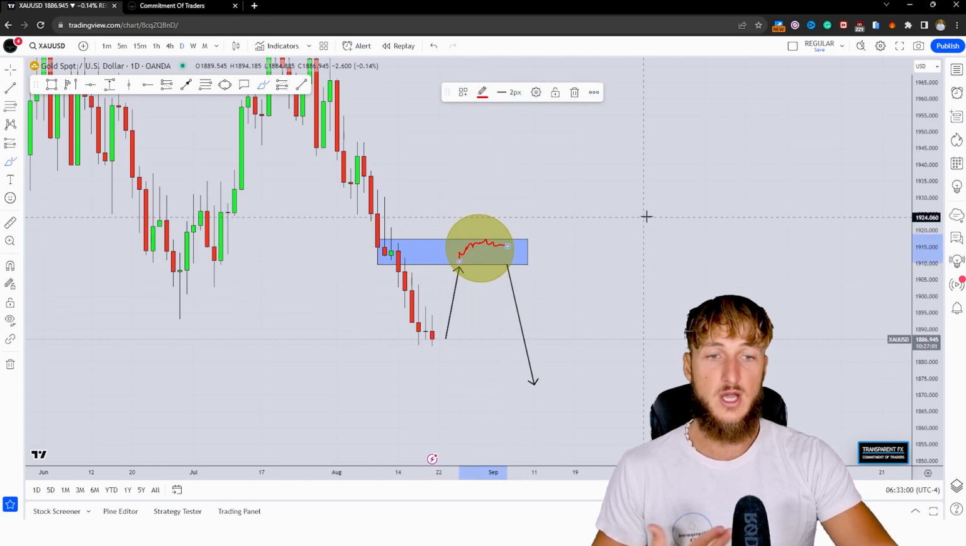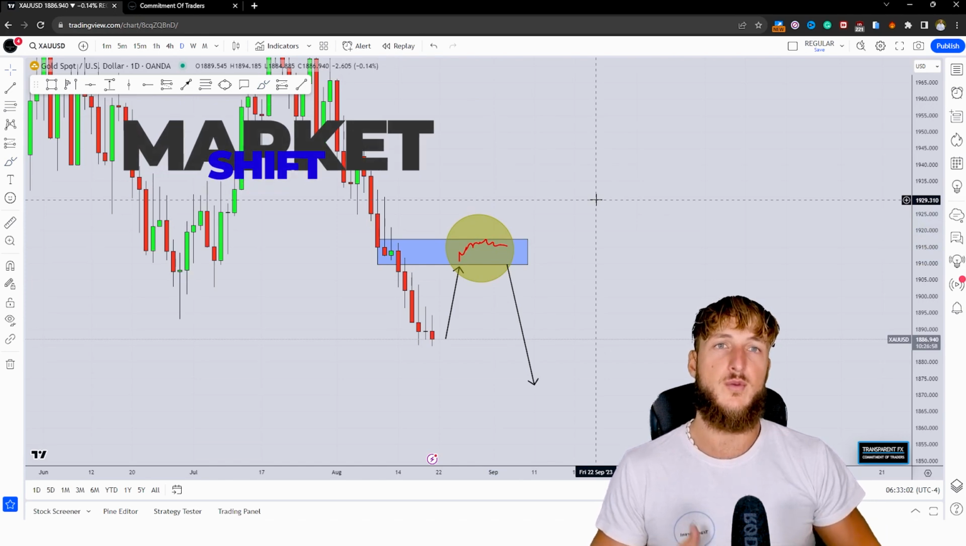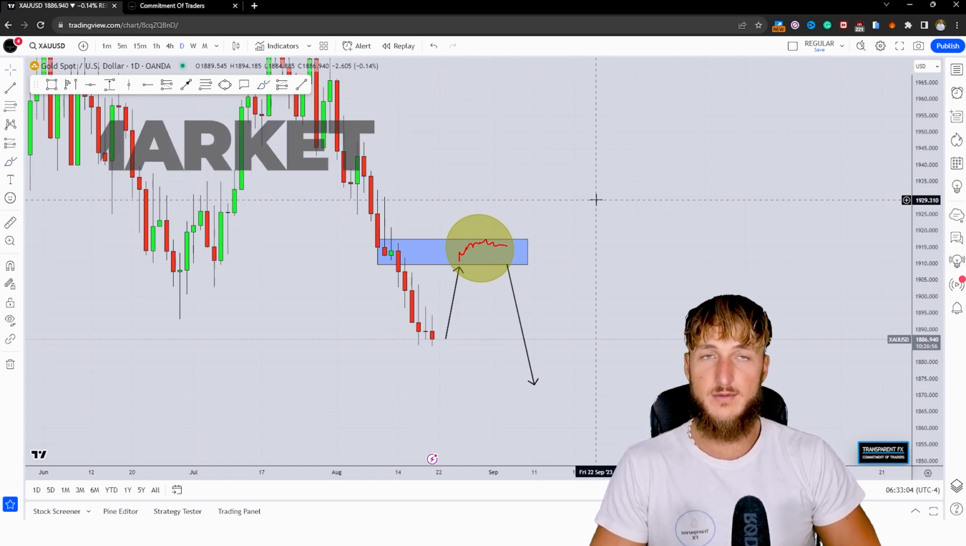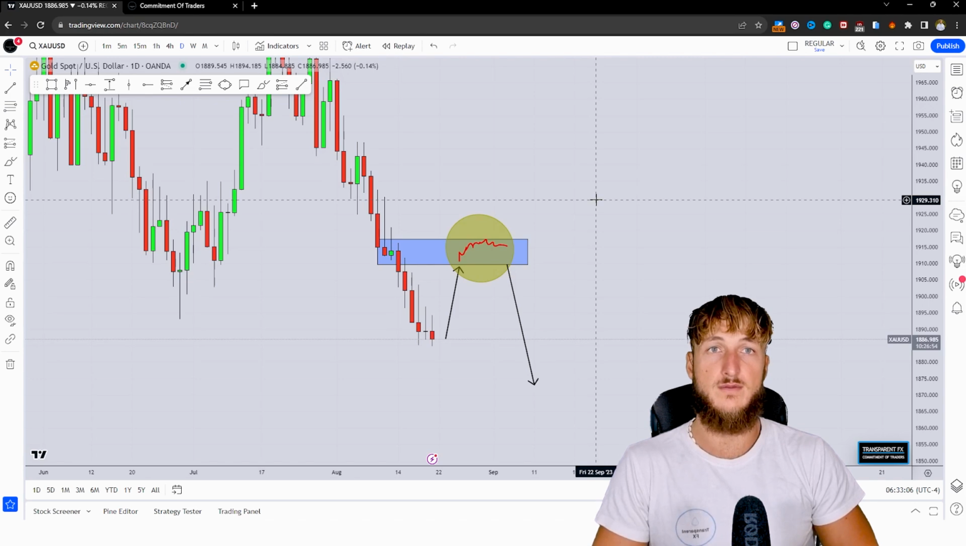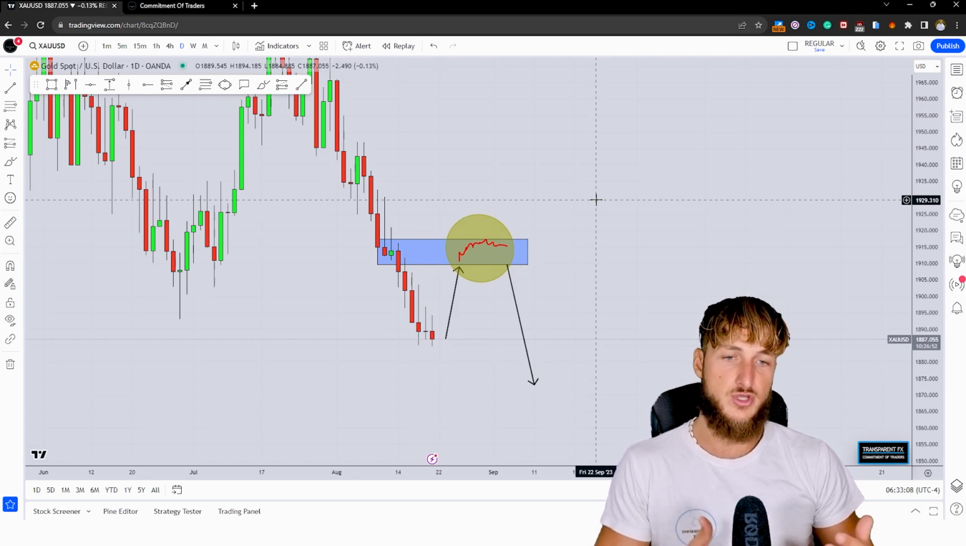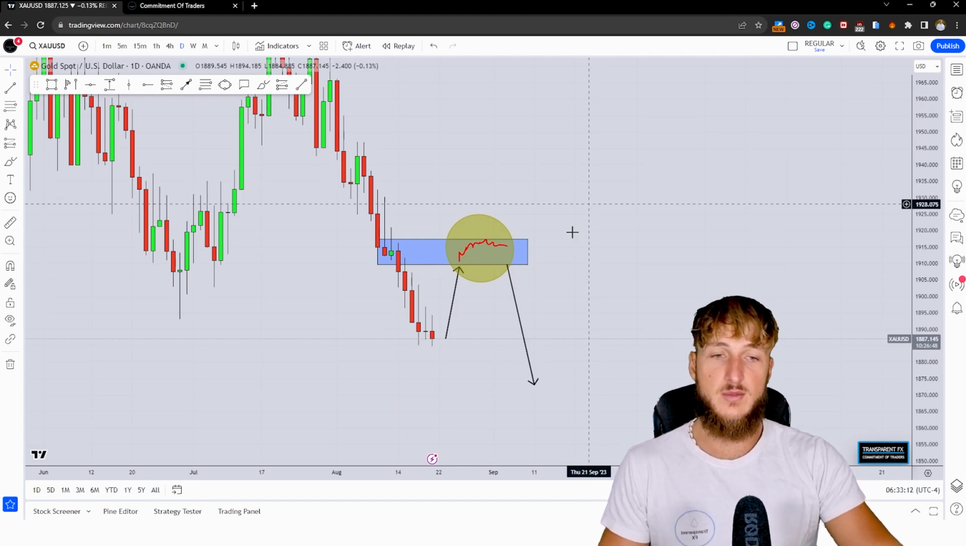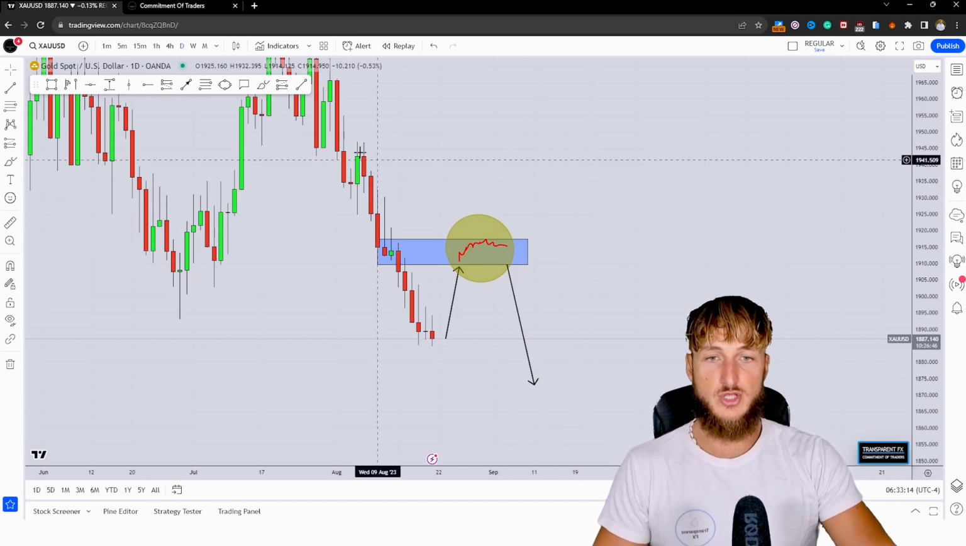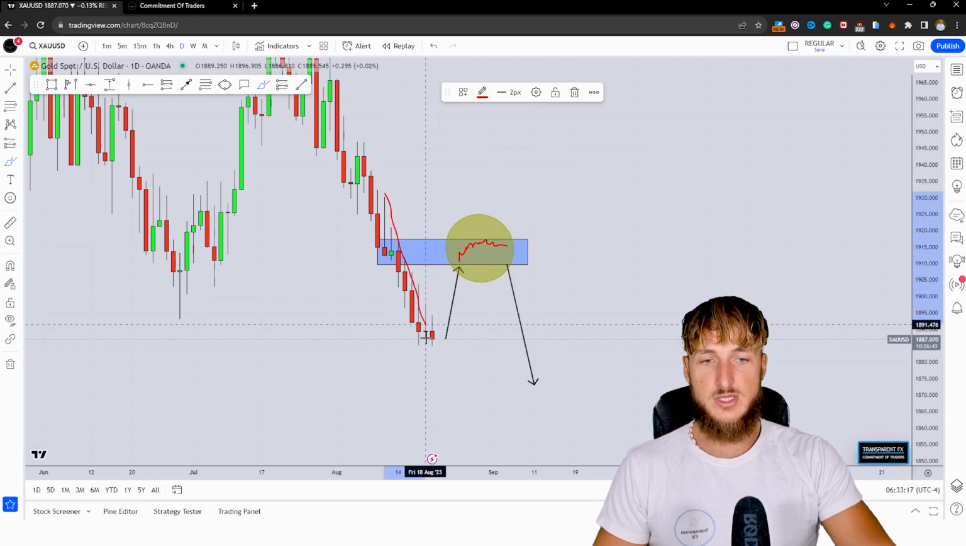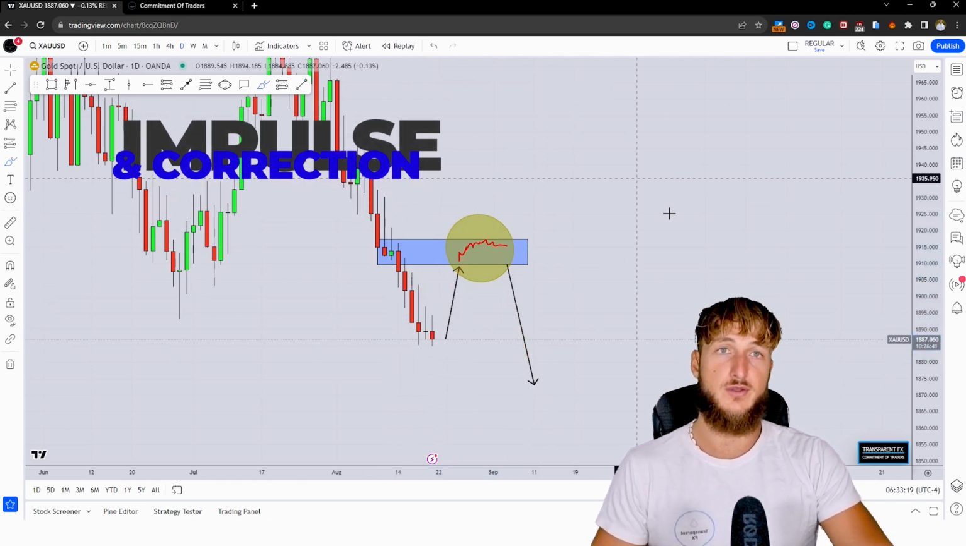during this move to the upside, waiting for the market to shift from an intraday bullish market, as we would have, to an intraday bearish market. And if the market shifts from intraday bullish to bearish and provides one of our valid entries, at that point, we could be looking for this potential move lower for the market to complete this impulse correction and impulse pattern to the downside.